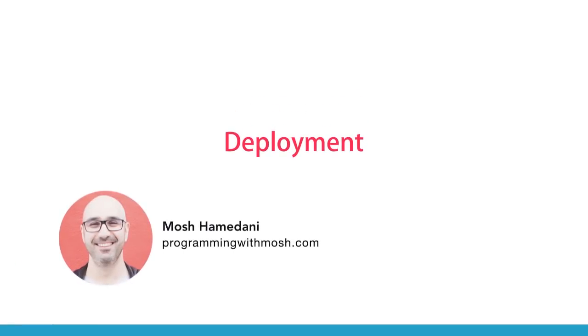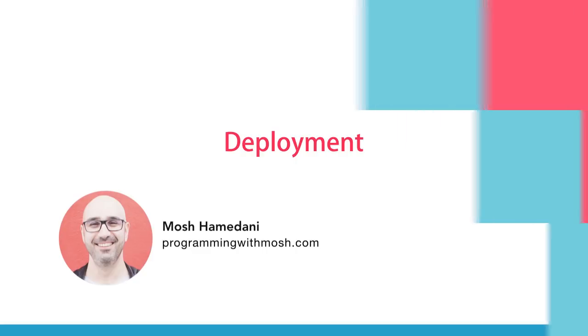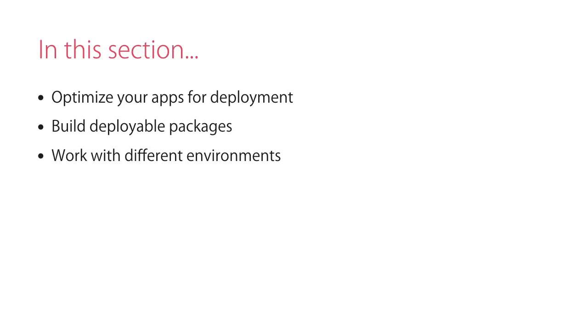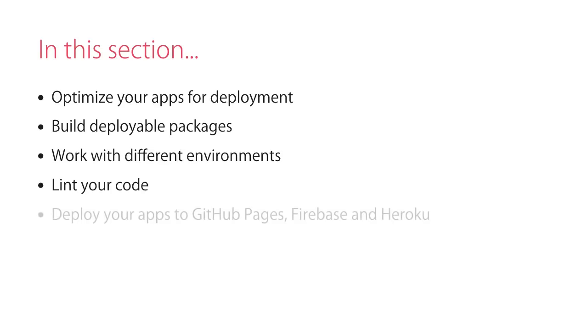So you have learned the essentials of Angular. Every application needs to be deployed at some point, and that's the topic for this section. So you're going to learn how to optimize your applications for deployment, build deployable packages of your app with Angular CLI, work with different environments like development, testing, and production, lint your code to keep it clean and consistent, and deploy your apps to GitHub pages, Firebase, and Heroku. So now, let's get started.